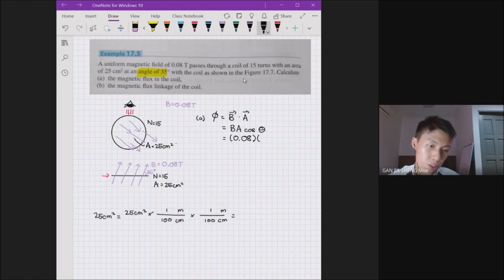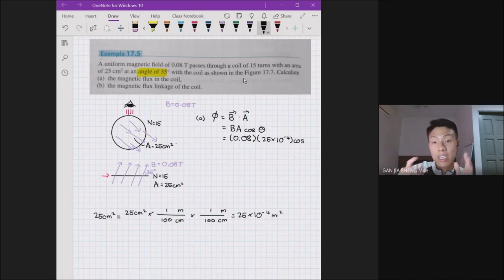So it's equivalent to 25 times 10 to the power of -4 meters squared. So you can write 25 times 10 to the power of -4 cos theta. Theta again is the angle between the magnetic field and the area vector. Your magnetic field, the direction is already labeled over here.